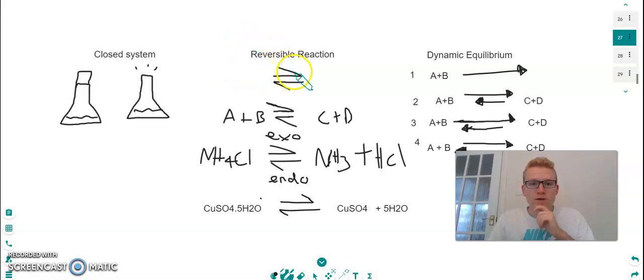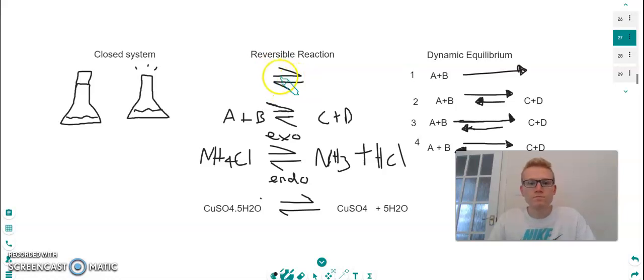Quite simply, a reversible reaction is one where the reactants can be made into products, but also the products can be made back into the reactants. Okay, and we use this double arrowhead to show a reversible reaction.